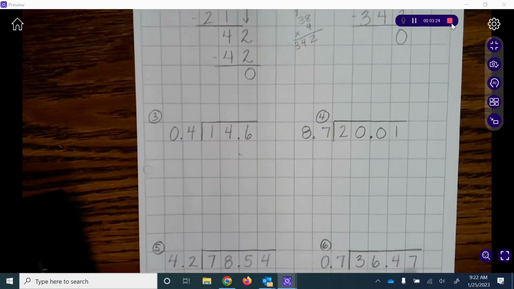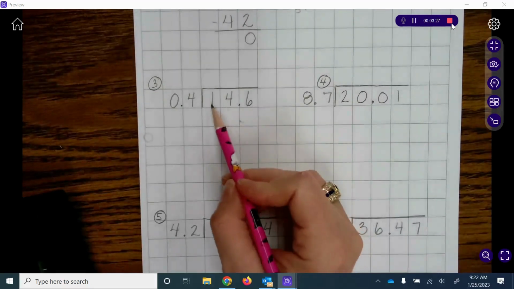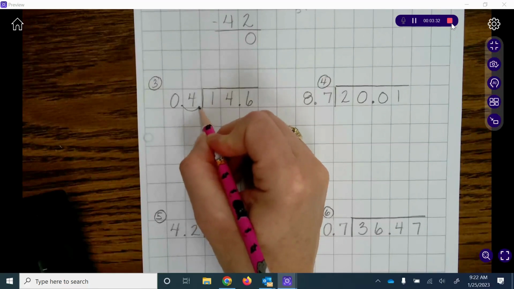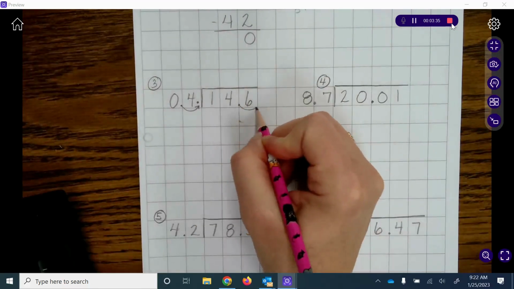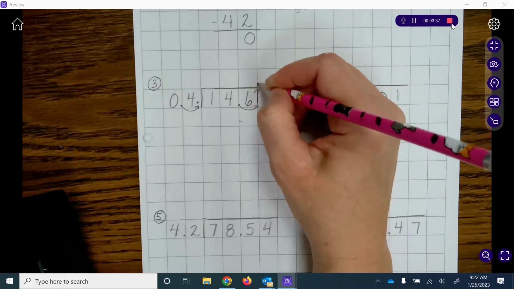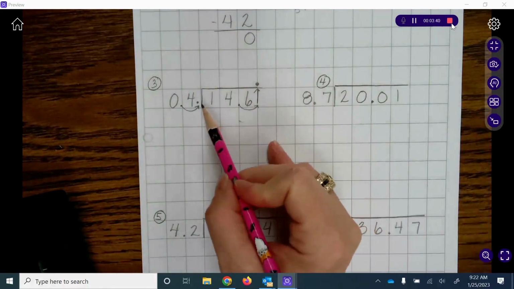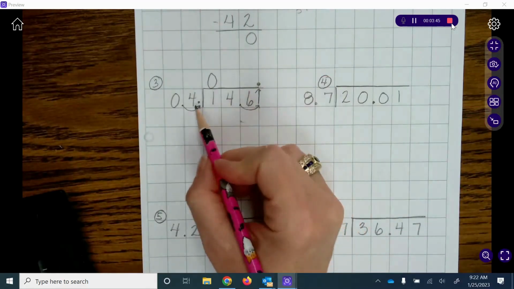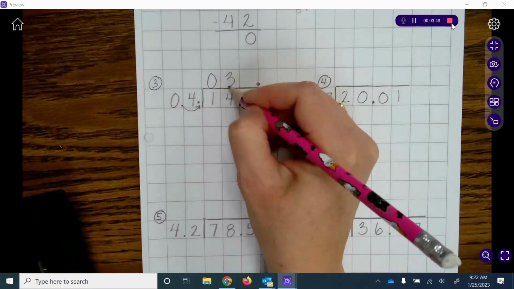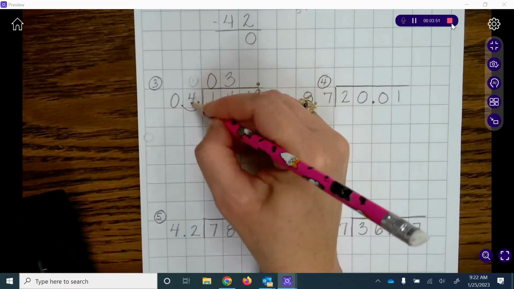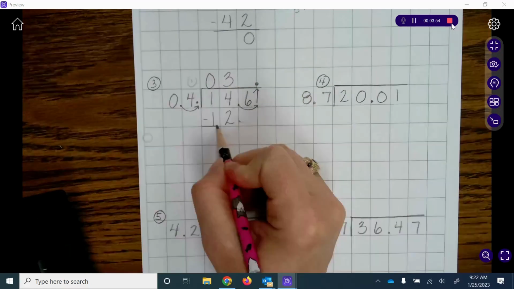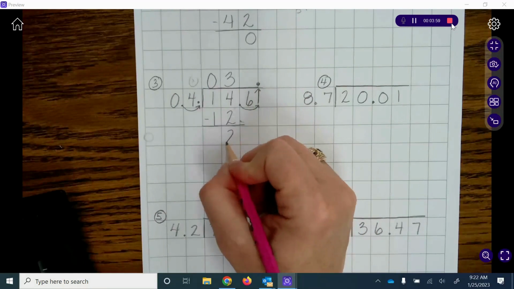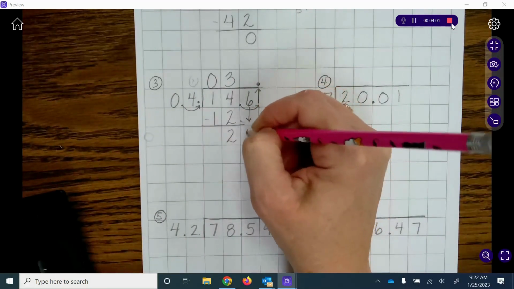Question number 3. We have 14 and 6 tenths divided by 4 tenths. So I'm going to slide the decimal point over once and once. Bring it up into my quotient right away so I don't forget. 4 cannot divide 1, so I write a 0 above the 1. 4 can divide 14 3 times. 3 multiplied by 4 equals 12. I subtract. 4 take away 2 equals 2. Bring down the 6.